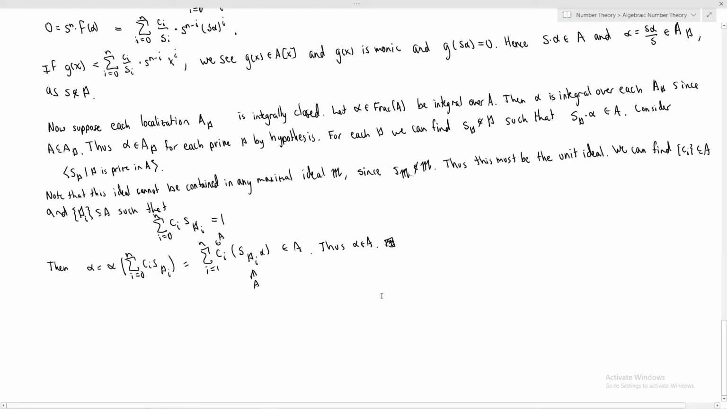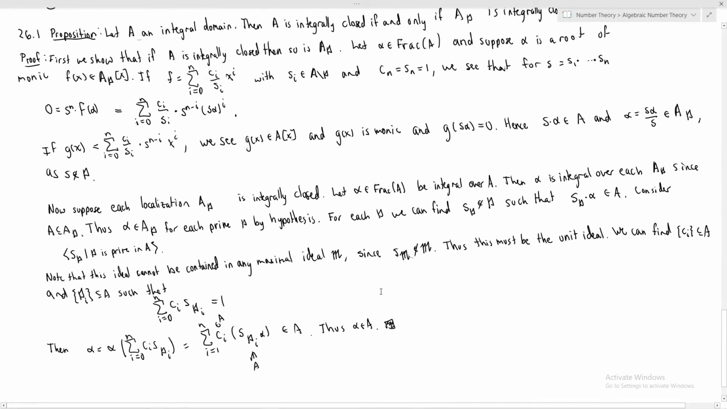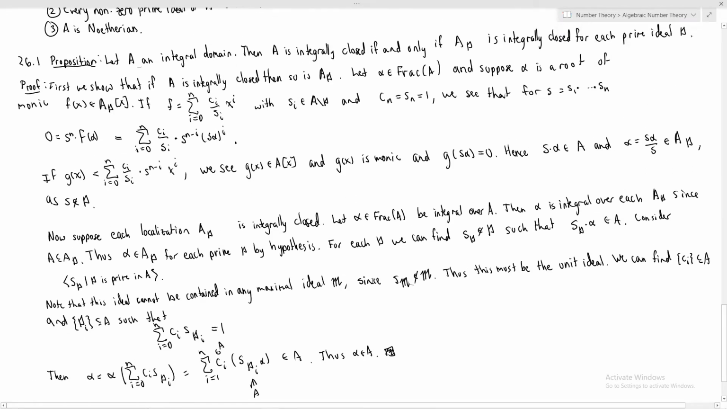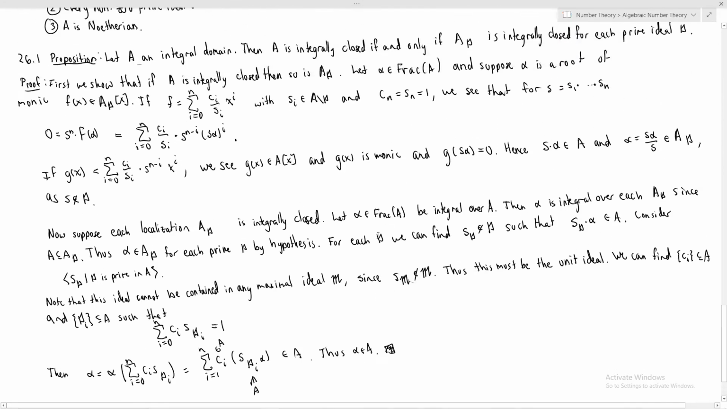Okay. So this is a general useful fact about integral domains. An integral domain is integrally closed if and only if each localization is integrally closed for each prime ideal.